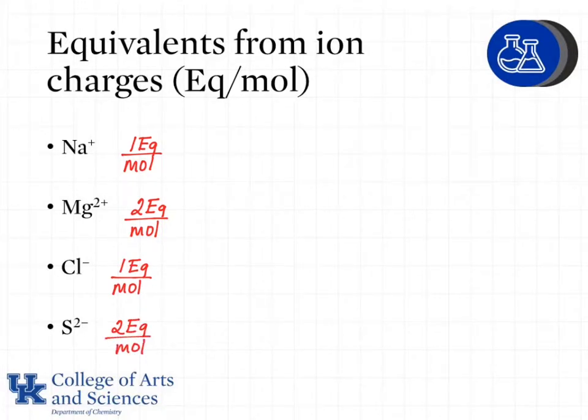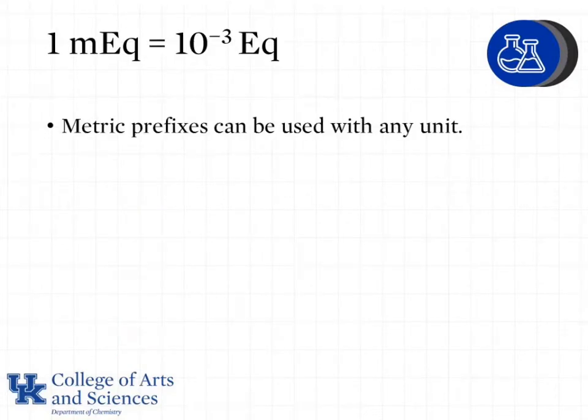Notice that we do not put a negative sign in front of the values for chloride and sulfide, even though they are anions. The value for equivalents per mole is always a positive number. Note that we can also use metric prefixes within a unit, so 1 milliequivalent is equal to 10 to the -3rd equivalents.